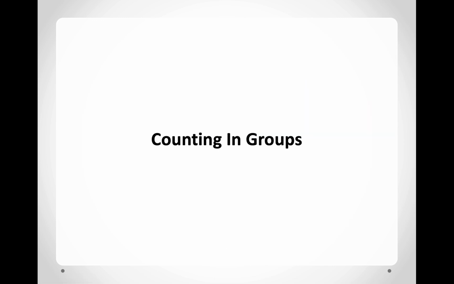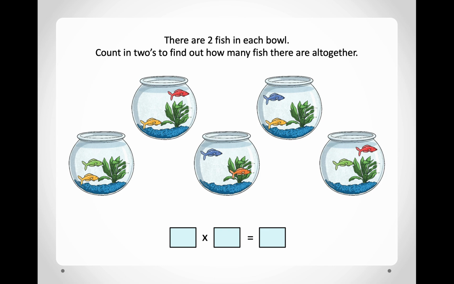Now we can do it by counting in groups. There are 2 fish in each bowl. Count in twos to find out how many fish there are all together. So we can count 2, 4, 6, 8, and 10. So we can say 2 times 5 because there are 5 bowls, and the answer is equal to 10.